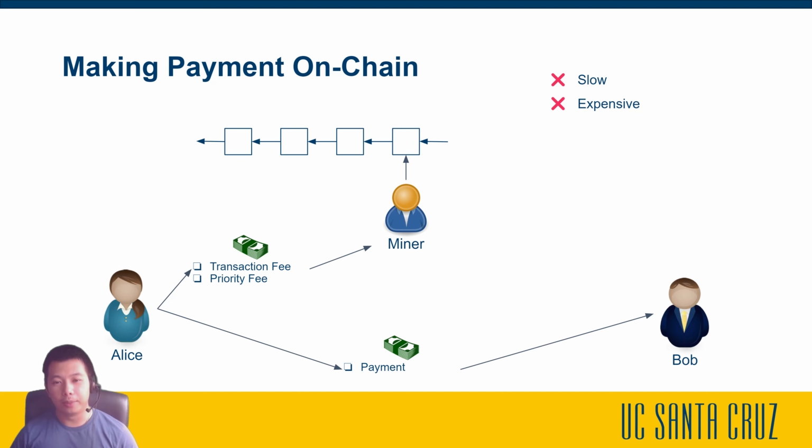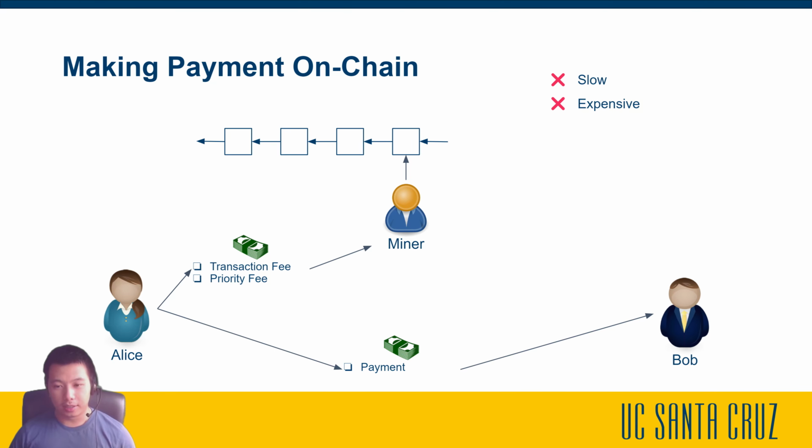Everyone should be familiar with how on-chain transactions work. Alice wants to send Bob some money. She will include this amount in a transaction and publish this to the network. A miner can then include her transaction in a block and append it to the end of the chain.